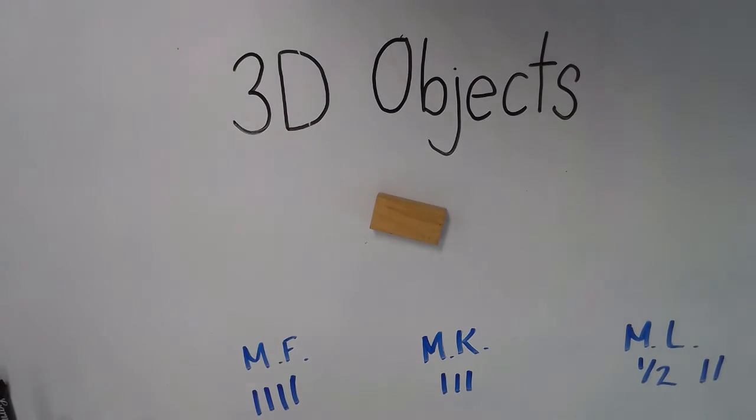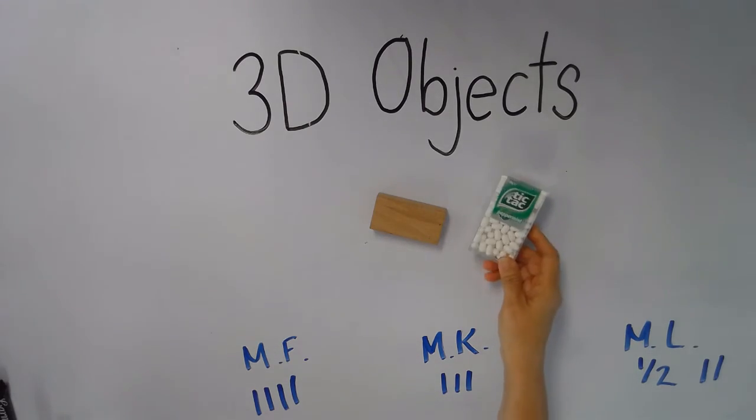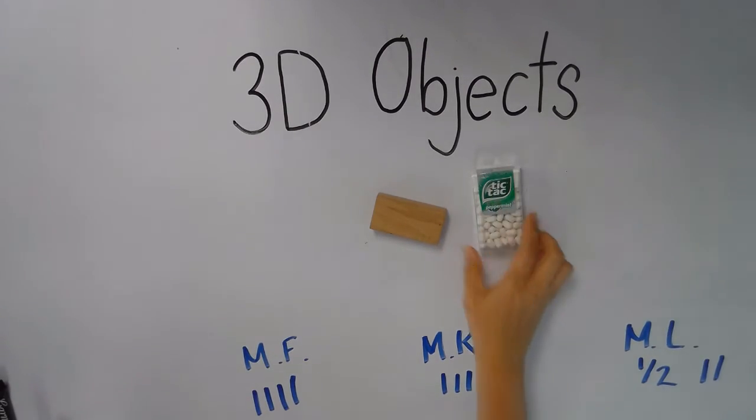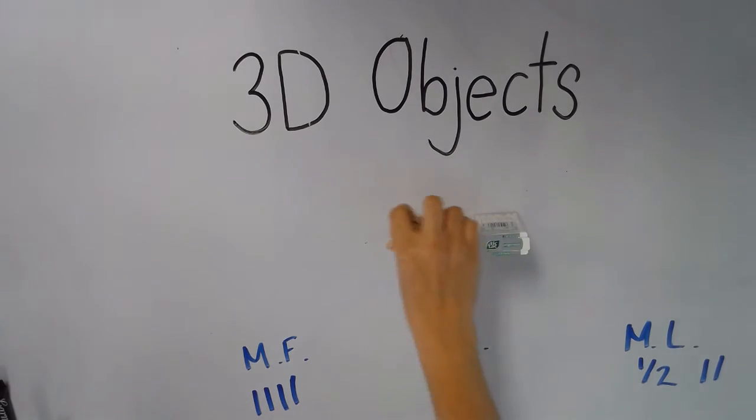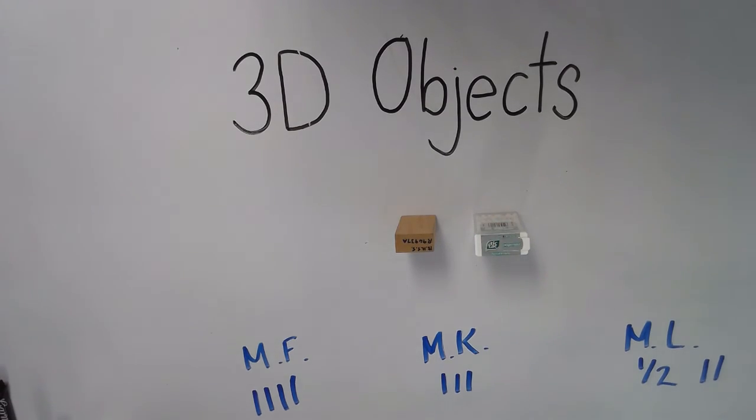I think I have one. I do too. Okay, I'm going to start with this one. So once again, I went in my bag and I found a box of Tic Tacs. Yum. And that is a rectangular prism. It's almost the same size as that one. Ooh, that's really close.